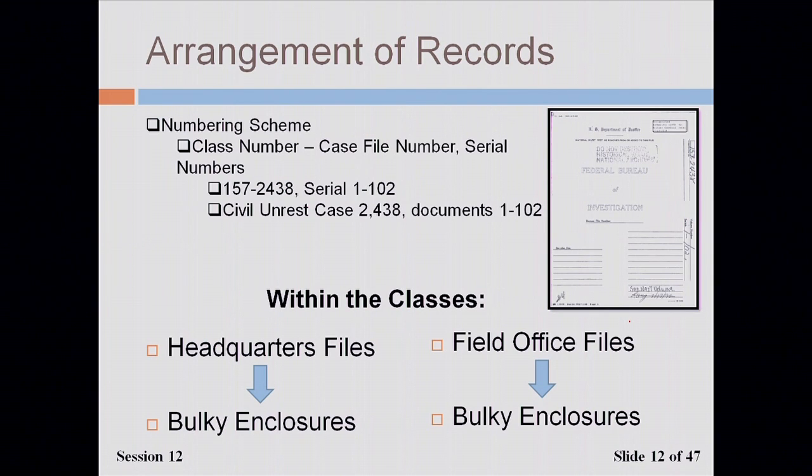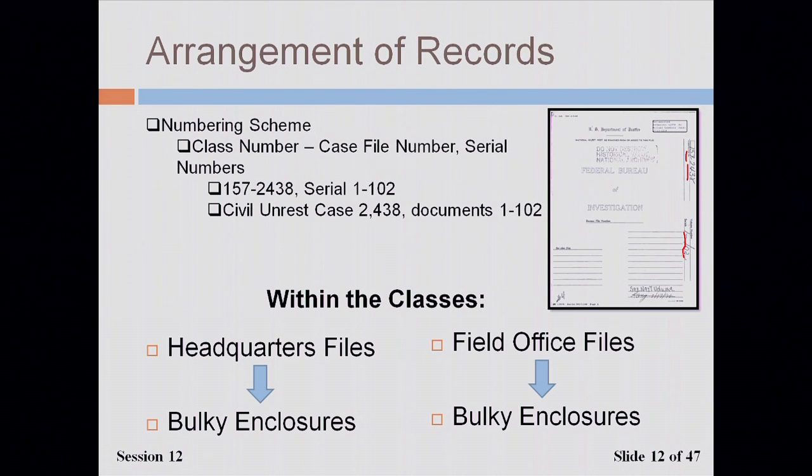This slide is for reference on how FBI files are arranged. All records in the Central Records System are arranged with a numbering scheme, and the numbers on the front page of the file are spelled out. To translate this FBI arrangement to what you'll find at the National Archives, the class number will equal a series at the National Archives, such as classification 157 for civil unrest case files. The case file number is an individual folder of cases that you'll find in a box. In this case here, it is 157-2438. The serial numbers are for the individual items and documents within that folder. In this particular case, this folder has 102 sheets in the folder.